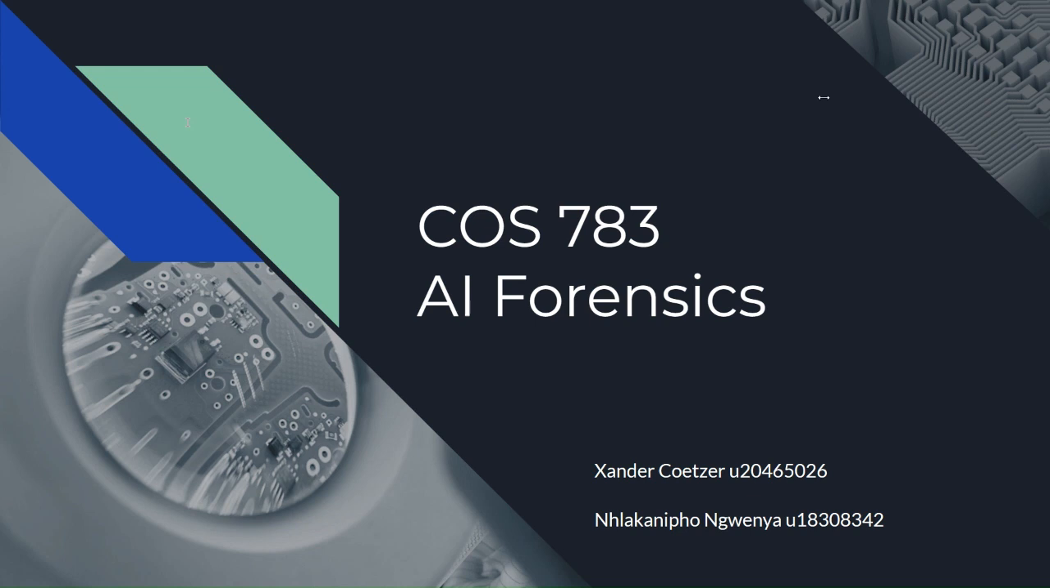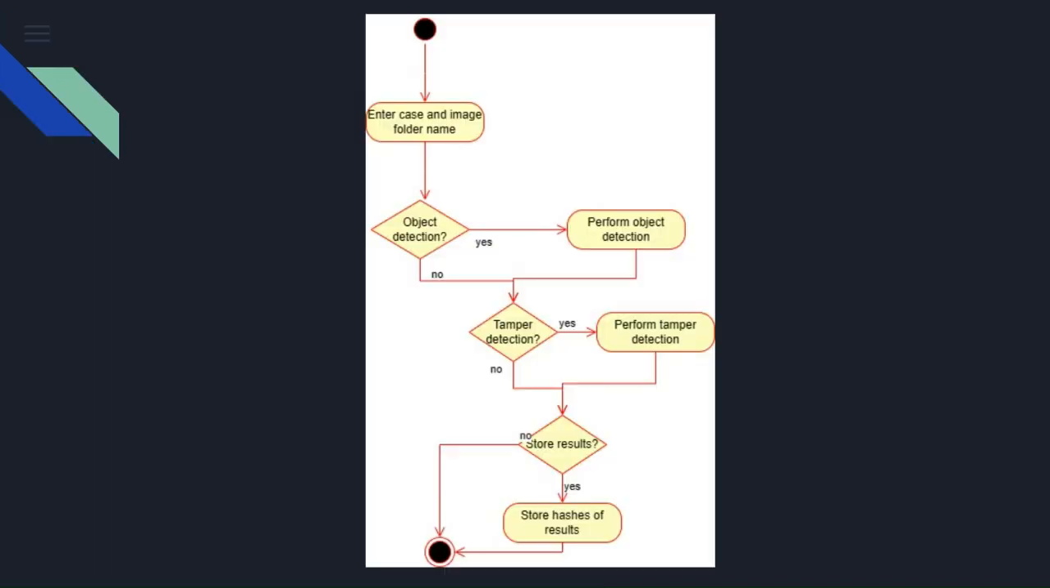And this is our forensics assignment. For this forensics assignment, we were tasked to create a tool that incorporates both forensics and AI. So our tool is called Forensics Vision. This tool is a basic architecture based on three major parts: object detection, tamper detection, and then integrity insurance.